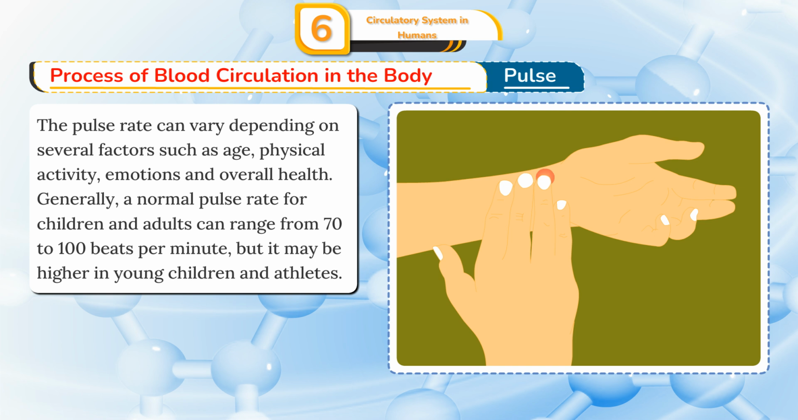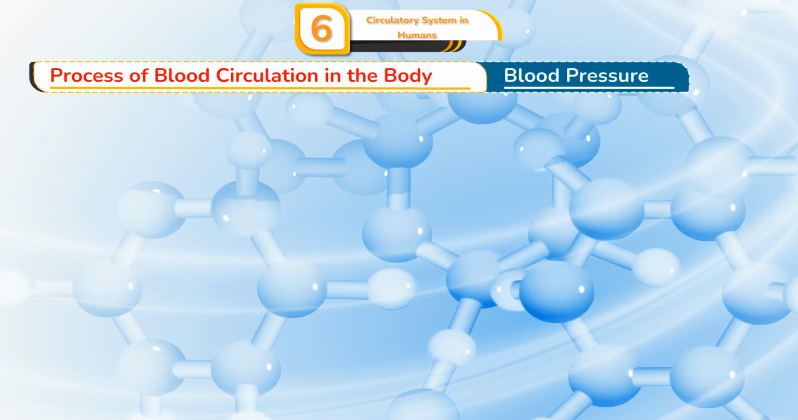The pulse rate can vary depending on several factors such as age, physical activity, emotions, and overall health. Generally, a normal pulse rate for children and adults can range from 70 to 100 beats per minute, but it may be higher in young children and athletes.